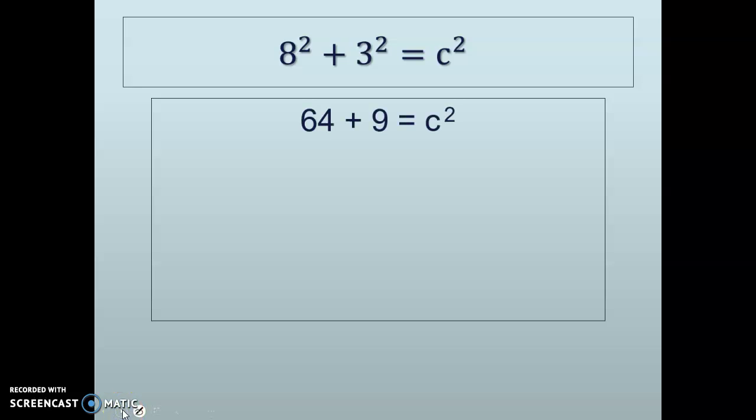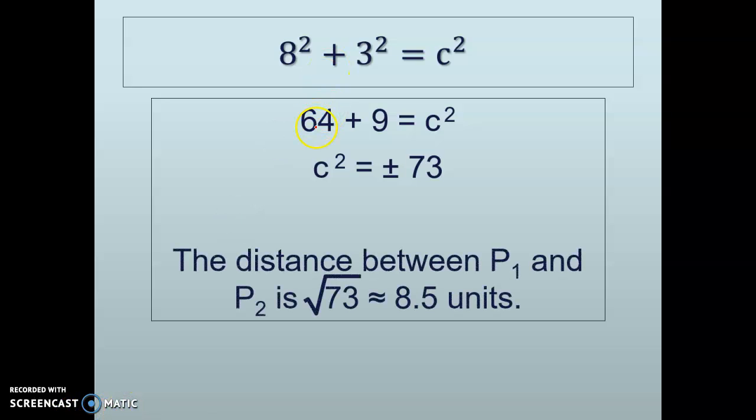All right, we have 64 plus 9 equals c squared. When we combine our number terms, we get c squared equals 73. We're going to take the square root there. C equals plus or minus the square root of 73. And when we take the square root of 73, it doesn't simplify any in root form, so we would just have positive square root of 73. If we're asked to put it in decimal form, then it would be approximately 8.5 units rounded to the tenth place.